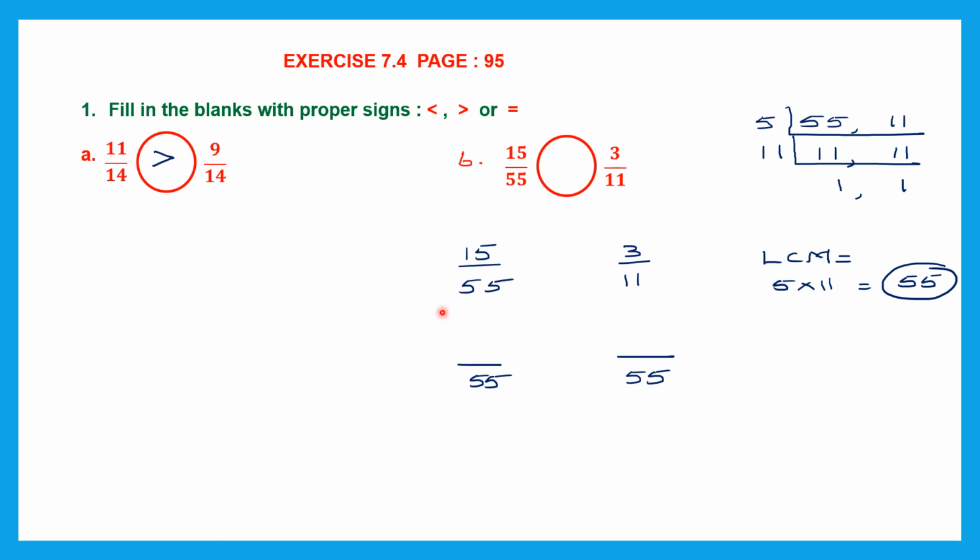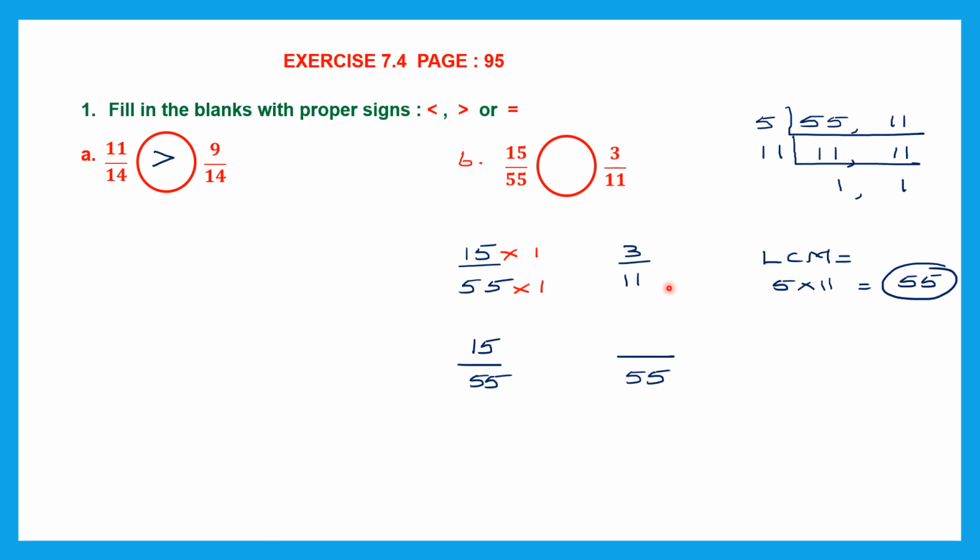Look at the first fraction. The denominator is 55. 55 into what will give us 55? Into 1, isn't it? Because the denominator is the same. So if I multiply by 1 here, here also I have to multiply by 1. So 15 into 1 is 15. So this is my new fraction, 15 by 55.